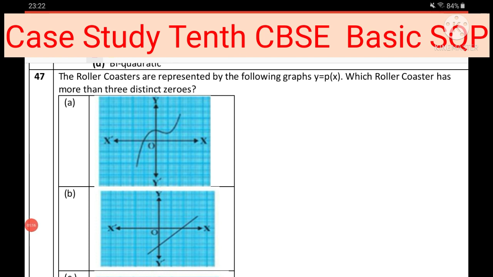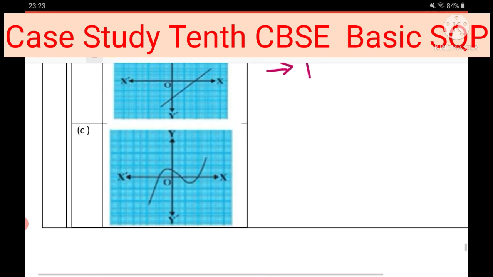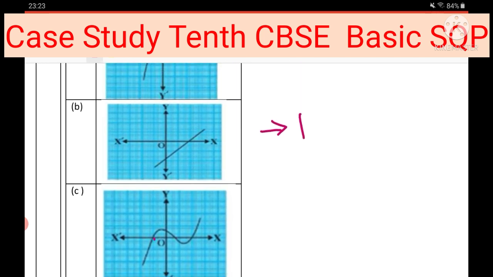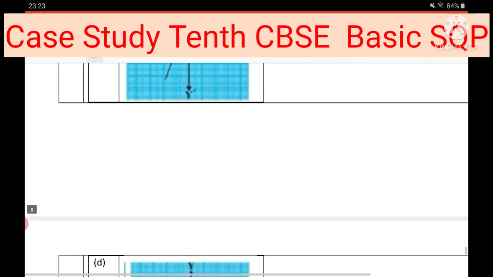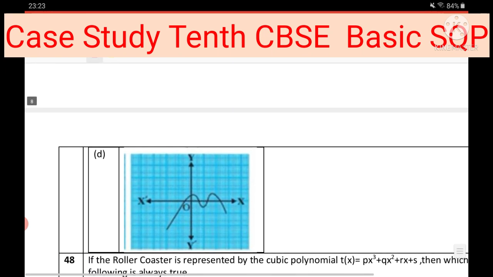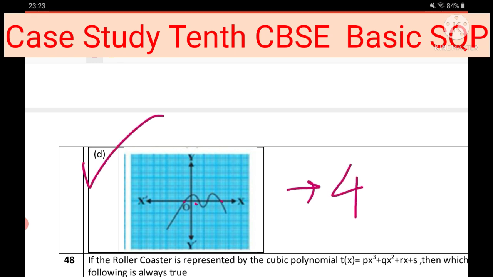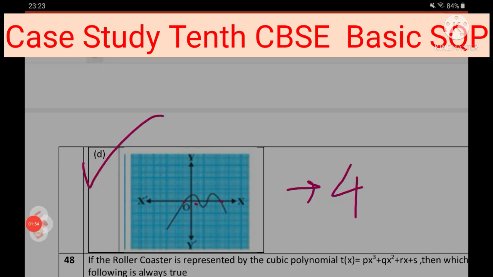Question number 47 says the roller coasters are represented by following graphs. Which roller coaster has more than 3 distinct zeros? Now this one has 1 zero. This one also has 1 zero as it cuts x-axis at one point. And C has 1, 2 and 3 zeros. But we are supposed to find out more than 3 zeros. So let us see about D. D has 1, 2, 3 and 4. It has 4 zeros. So clearly D is the right option as we want more than 3 zeros.